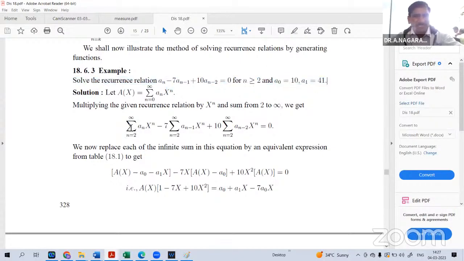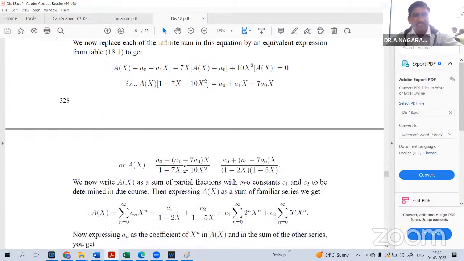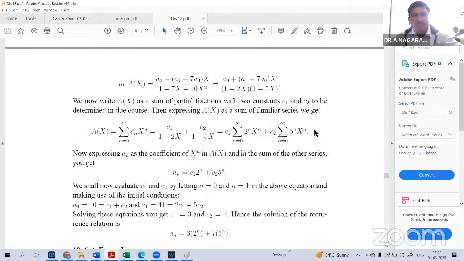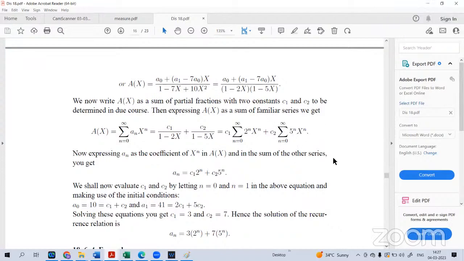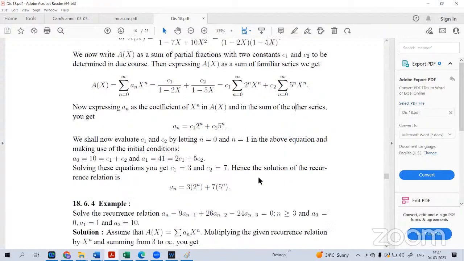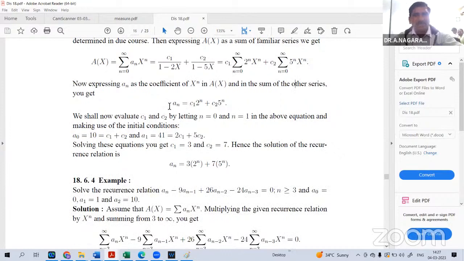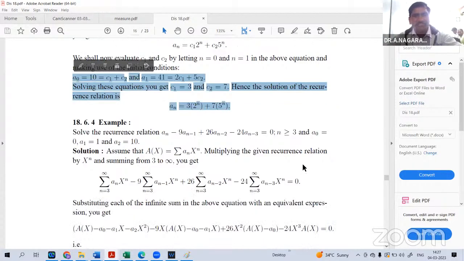In the generating function method, you simply take A(x) and substitute it, then simplify it, and we will get the generating function. Previously what we got is the same, c1 into 2 power n plus c2 into 5 power n. The generating function is the summation of x power n. Here we substitute n equal to 0 and n equal to 1, and we get the constants by solving based on the initial conditions.